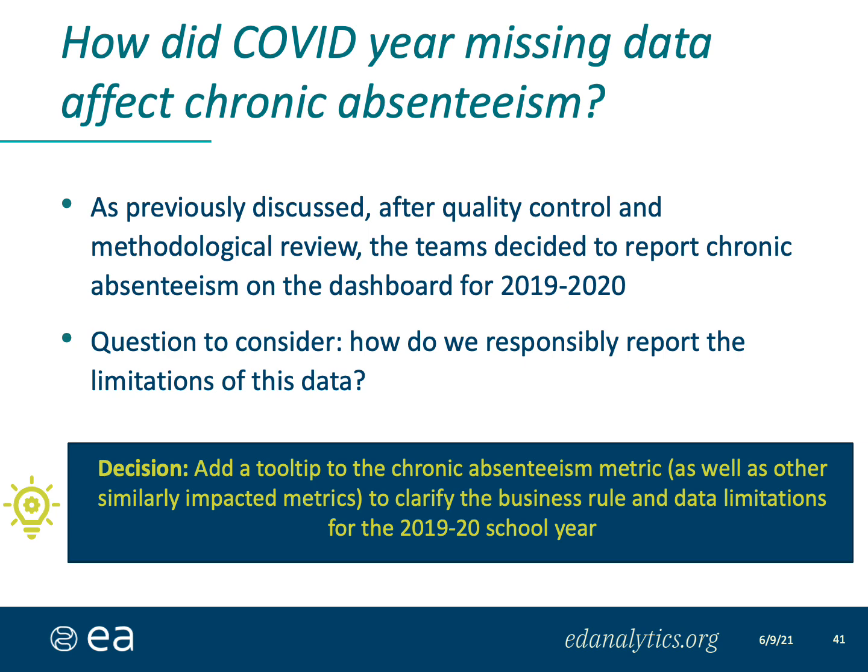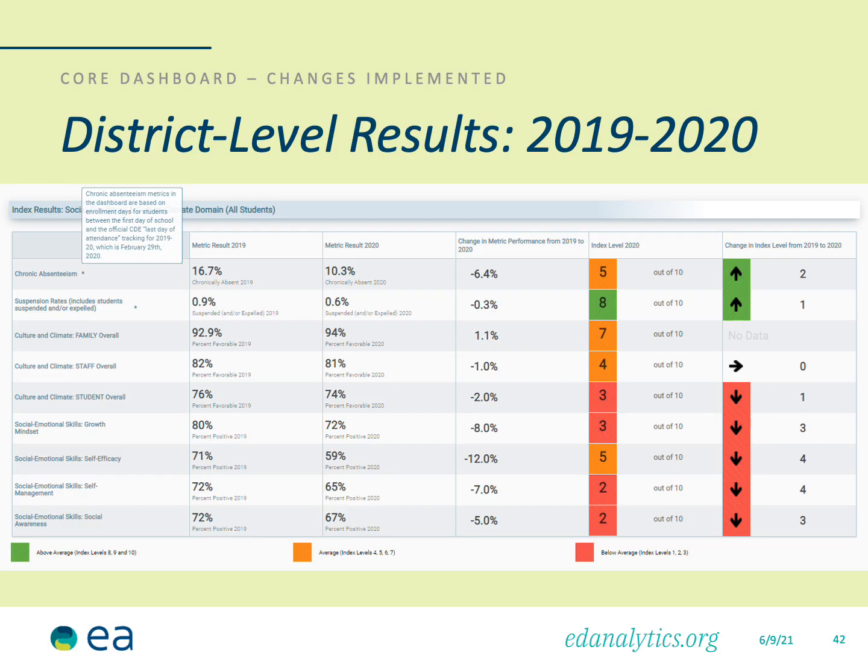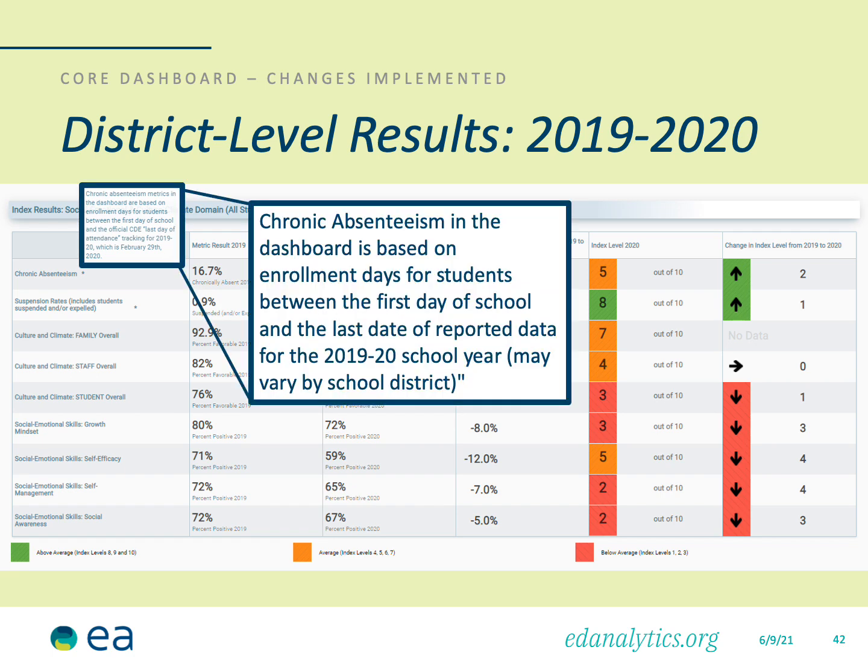In the case of chronic absenteeism, as we previously discussed, the teams decided to report the metric for 2019-20 after technical and methodological review. To ensure that the data was reported responsibly given its limitations, the teams decided to add an annotation to the chronic absenteeism metric, as well as to other affected metrics, that clarified the business rules for the COVID-impacted year. As you can see here, the chronic absenteeism metric is displayed with an asterisk, and when you hover over the metric, a tooltip appears that clarifies the measure.